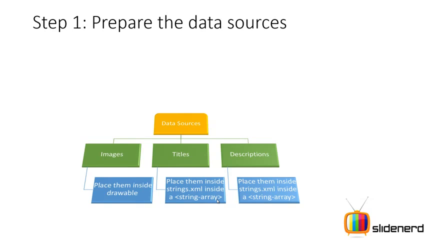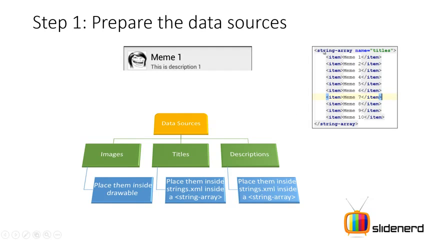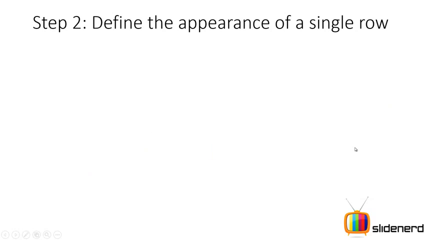Now, just to give you a rough appearance of how this string array would look like, take a look. Here you have your string array, name equals titles, and then you simply add items, which are nothing but the elements of the array. Now, the reason why you give a name over here is because you want to access this string array inside Java code. So at that time, you're going to use this name to get all these elements from Mimi1 to Mimi10 inside Java code.